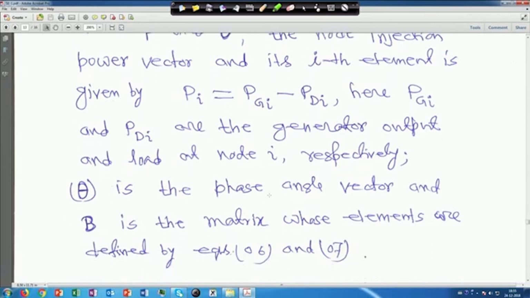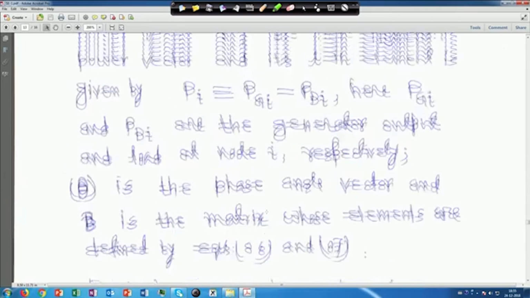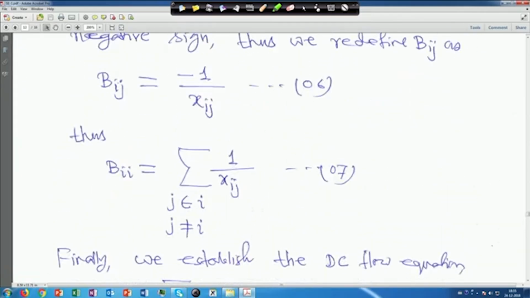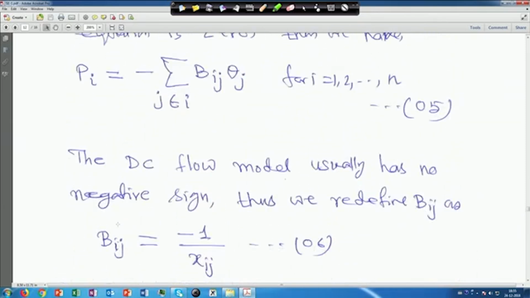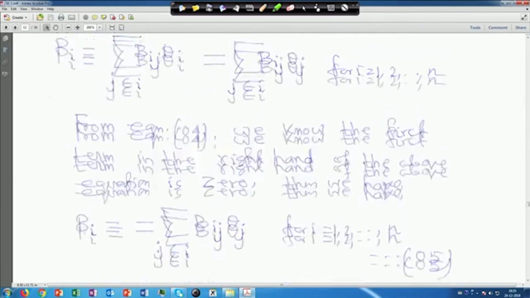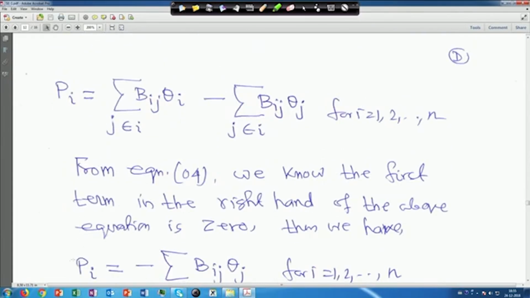And theta is the phase angle vector and B is the matrix whose elements are defined by equations 6 and 7. So, when you go back to equations 6 and 7, B has been defined. And another thing is that in this equation we have dropped the first term, which is 0. The above equation I told you previously is equation 04.